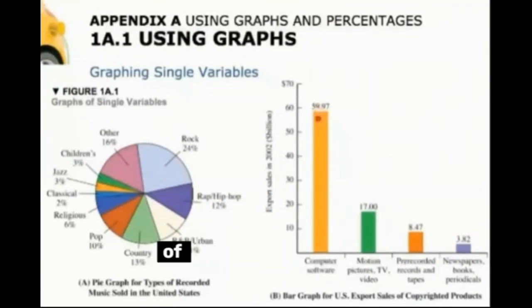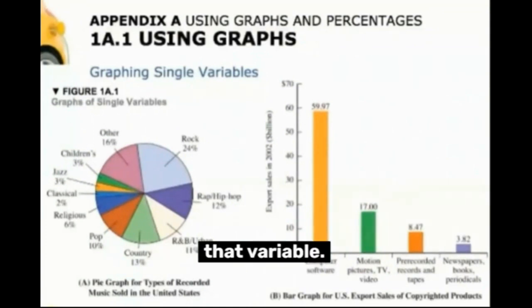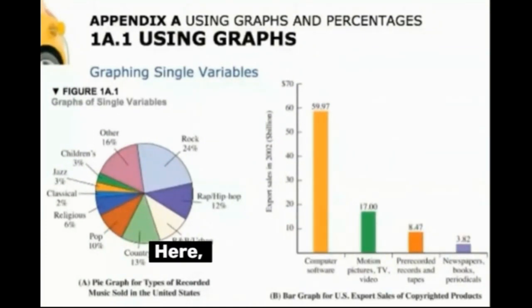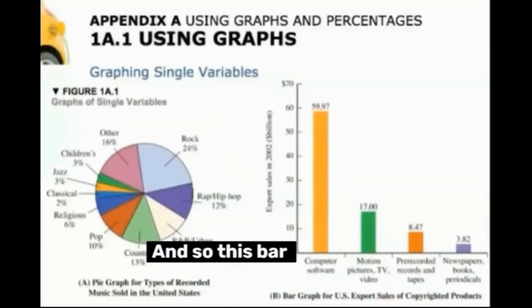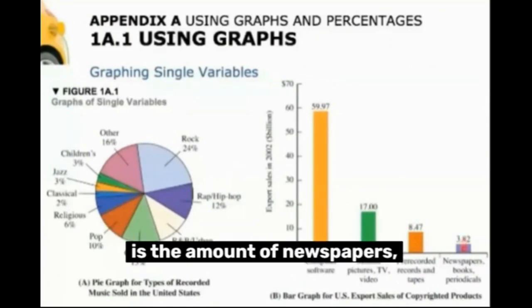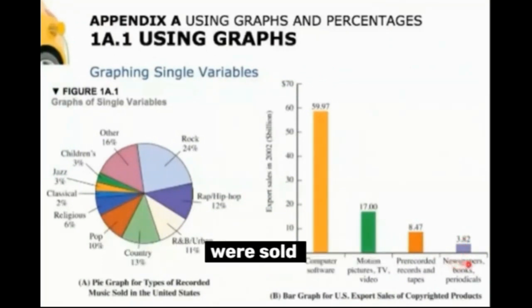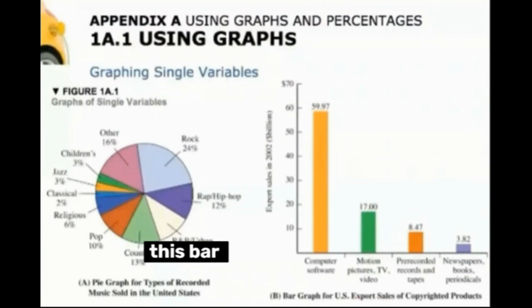A bar graph would compare a variable and different types of that variable by looking at the height of those bars. Here we're looking at U.S. export sales of copyrighted products. And so this bar over here is the amount of newspapers, books, and periodicals that were sold in 2002 as U.S. export sales. So if we want to compare this bar to this bar, which is computer software, we can see that there was far more computer software exported from the United States than there were newspaper, books, and periodicals.